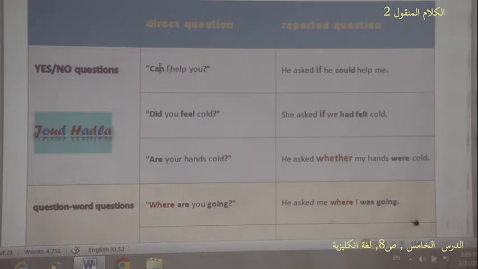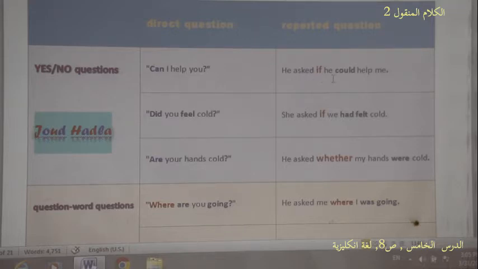Don't forget the basic rules to make the reported speech. We need to change the subject pronoun. So we change I into he. Now the verb is changed into the past, as I told you earlier. So "Can I help you?" becomes: He asked if he could help me.